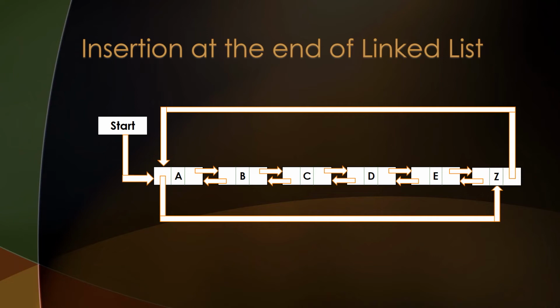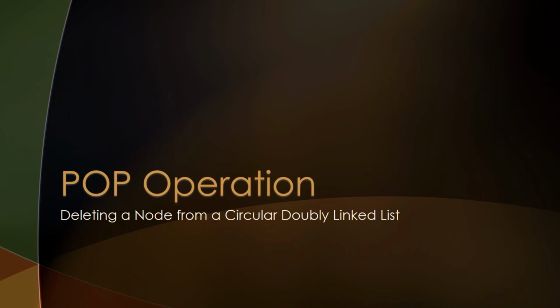And so here it is, we have finally changed the backward pointer of node A to point to node Z in the linked list. And this is how the linked list should look after node Z has been inserted at the end of a linked list. So these were the operations on a linked list for inserting a new node. Now I'll begin with the next operation, that is the pop operation, that is deleting a node in a circular doubly linked list.